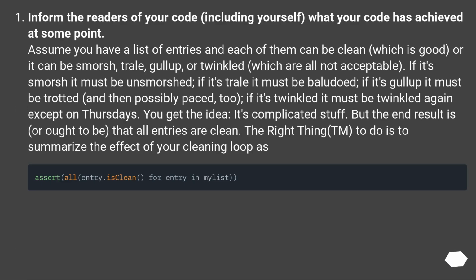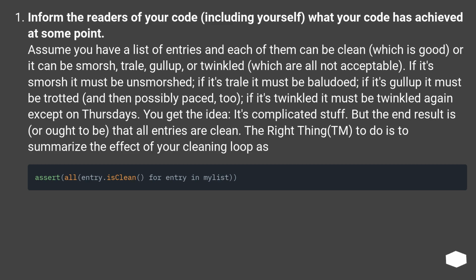Inform the readers of your code, including yourself, what your code has achieved at some point. Assume you have a list of entries and each of them can be clean, which is good, or it can be smosh, trowel, gullop, or twinkled, which are all not acceptable. If it's smosh it must be unsmoshed, if it's trowel it must be baludoed, if it's gullop it must be trotted, and then possibly paced, too.